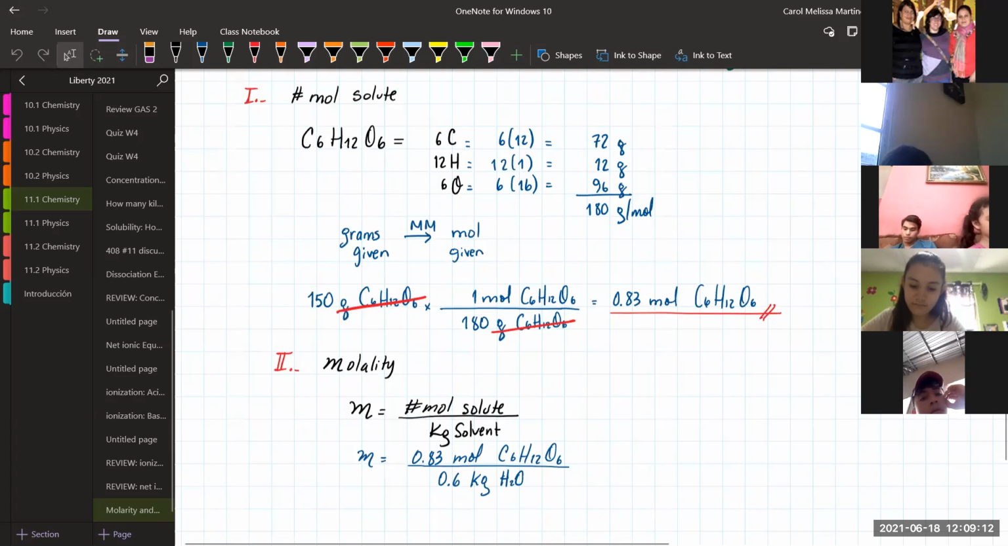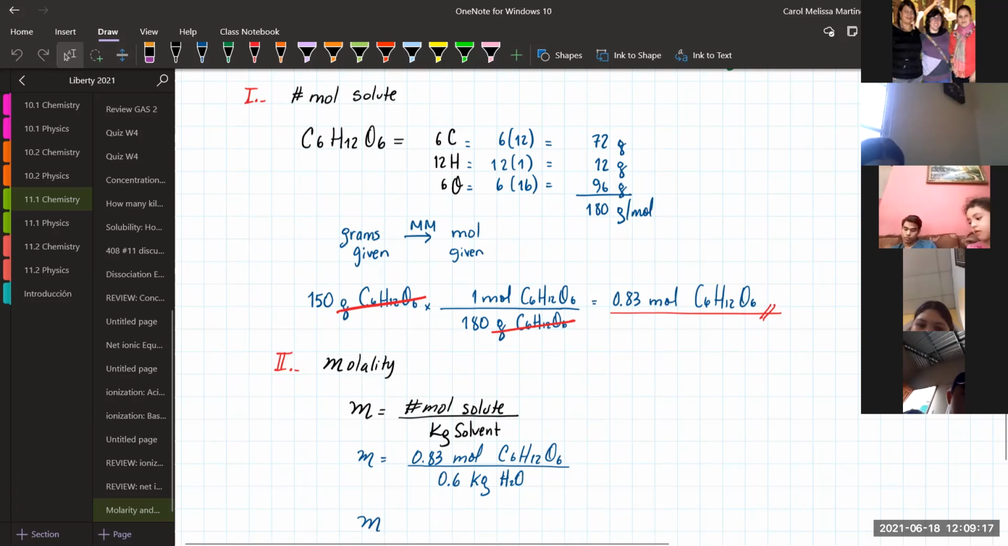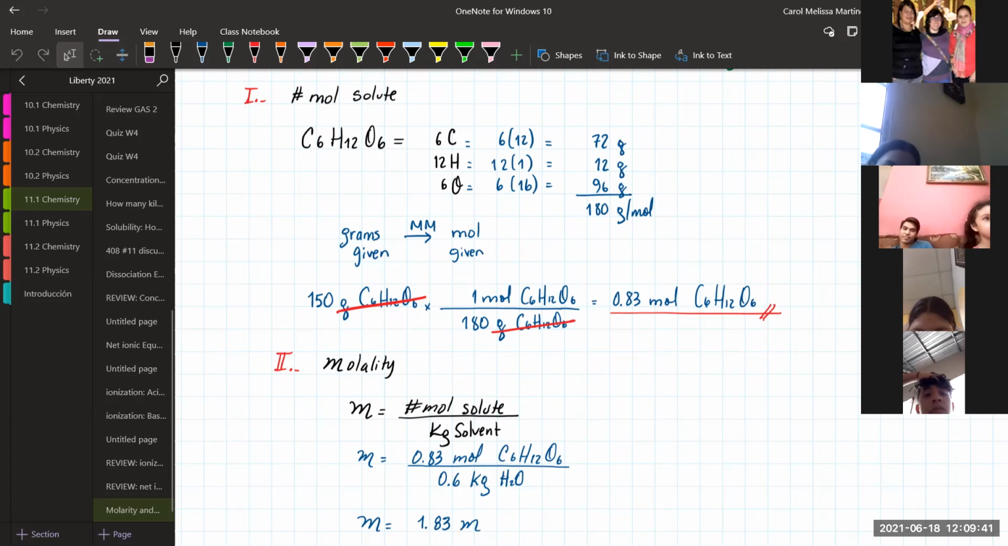What is the molality of this solution? 1.38. Yes. And this molality is equal to 1.38 M. And that will be the answer of the problem.